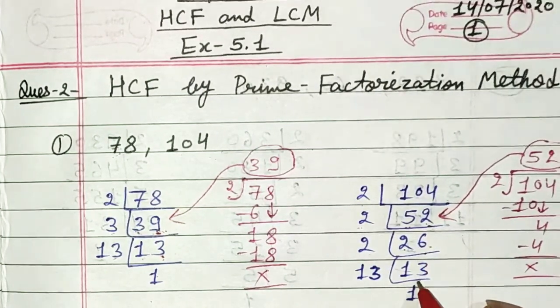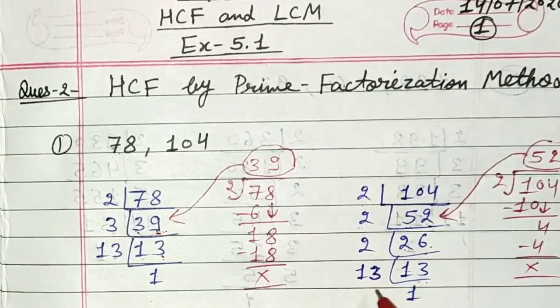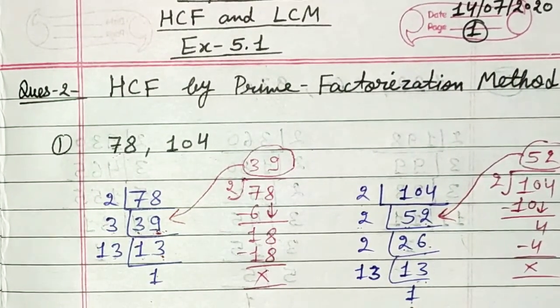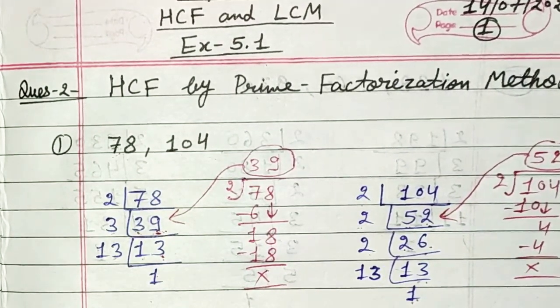So 13 will come. Now again 13 is a prime number, so it can only be divided by 13. So 13 one time is 13. Now here we get the 1, so that means it cannot be further solved.